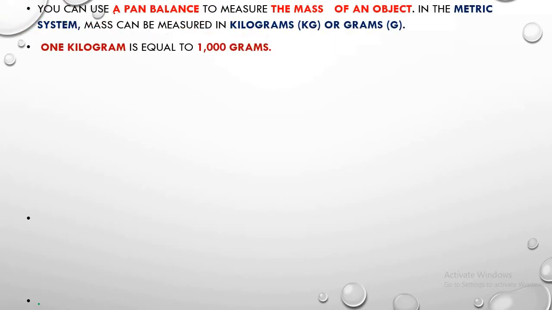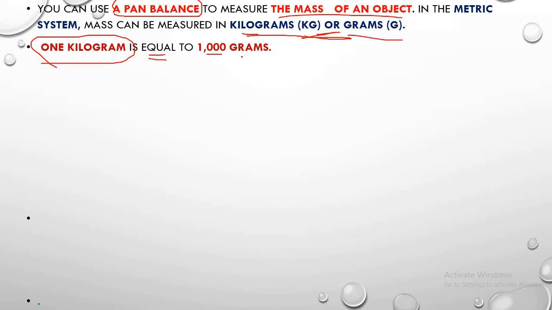I can use a pan balance to measure. It's an instrument used to measure the mass of an object. In the metric system, mass can be measured in kilograms or grams as a unit. 1 kilogram is equal to 1000 grams.